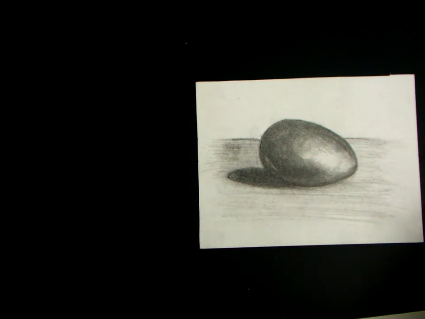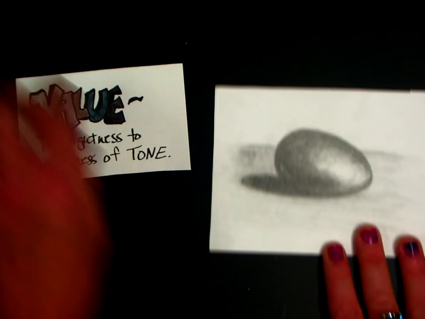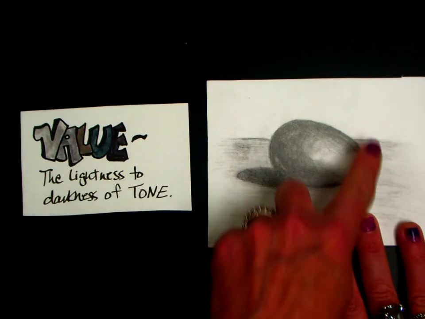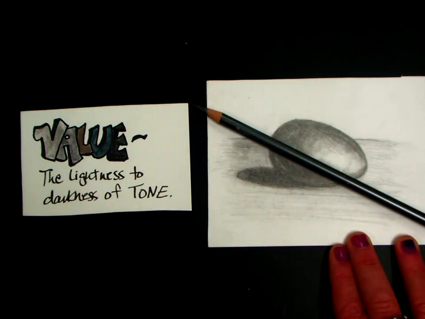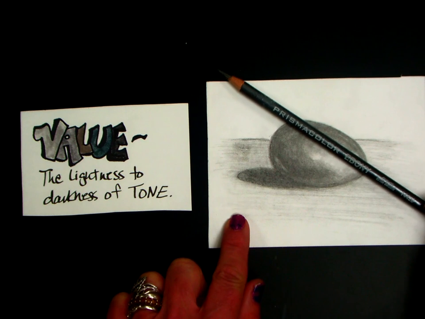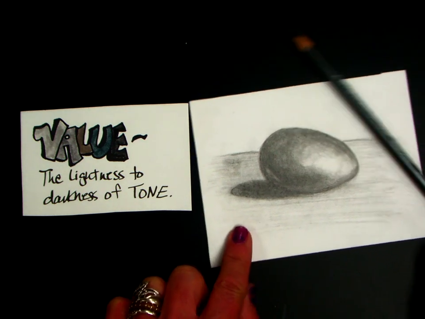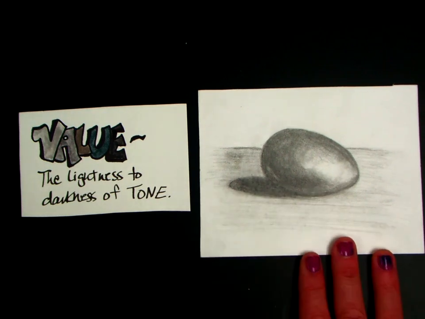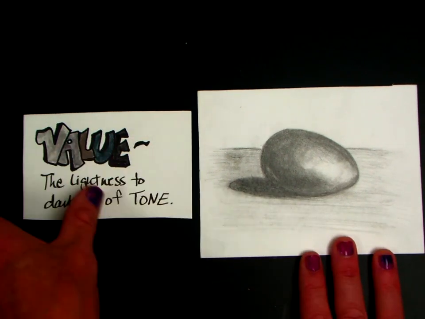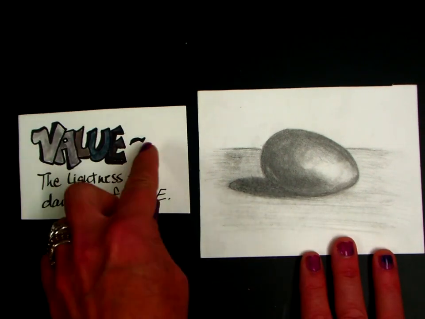And we're also going to incorporate value. Value is when you go from dark to light, and this egg here is using one of my favorites, which is my sketchy pencil, which is a Prismacolor Ebony. It is actually, in my opinion, one of the best tools to use. And we're going to be working with value from light to dark.